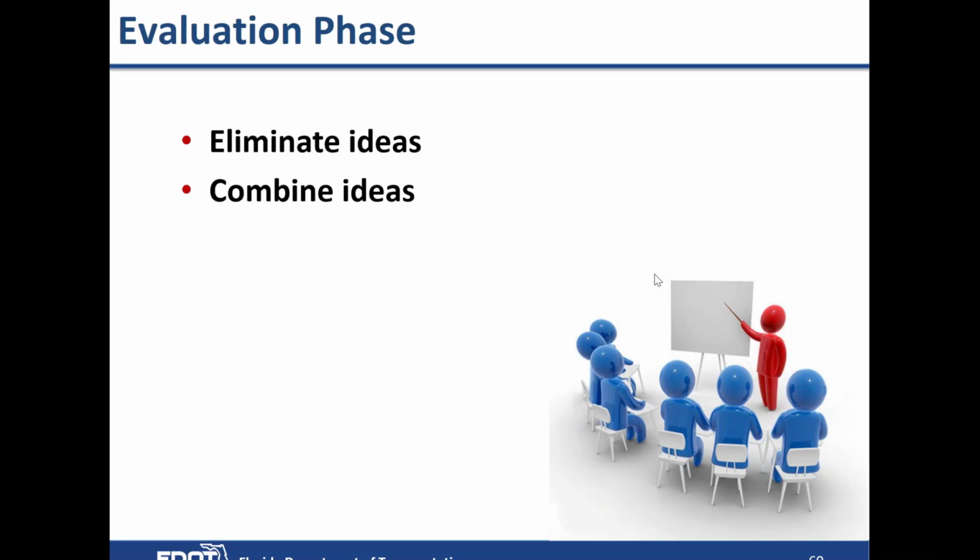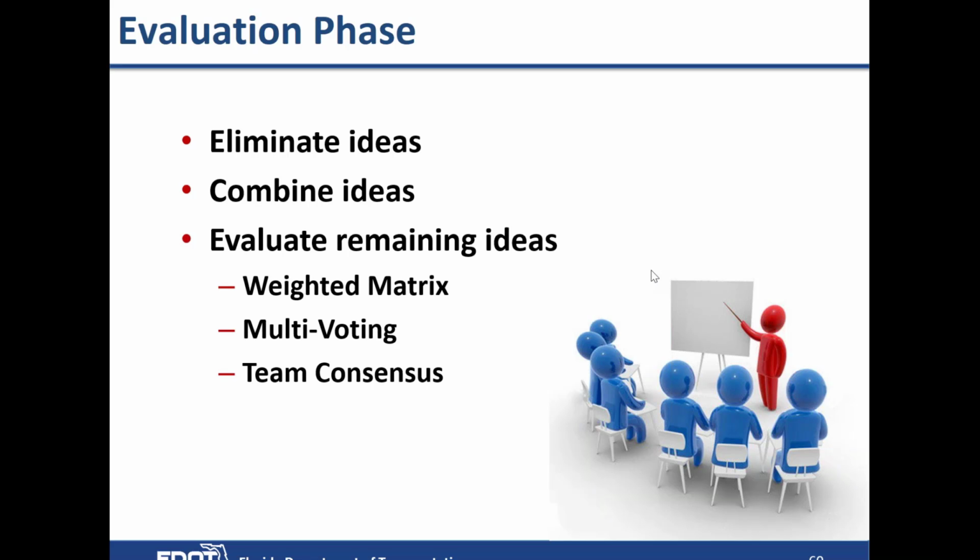We'll also go back and say, well, maybe these ideas can work together and be combined into a better idea. So we'll eliminate ideas first, we'll combine ideas into maybe a better idea, and then the remaining ideas will be evaluated. And typically these three ways: weighted matrix is probably the most popular, the most used. Multi-voting can be used, and team consensus would probably be the second most used.